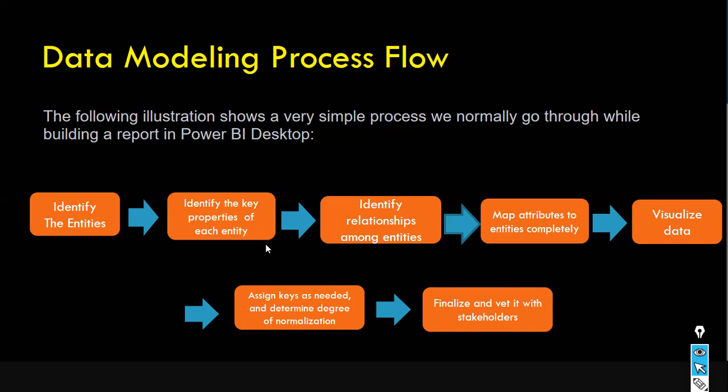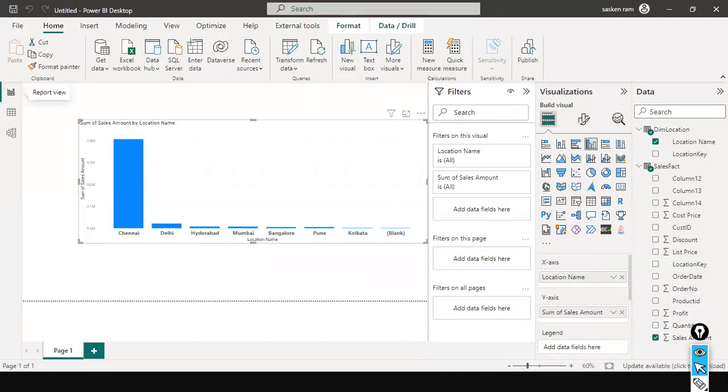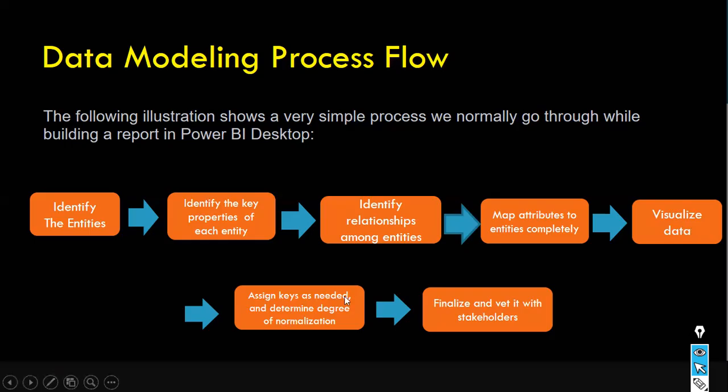Identify the key properties of each entity. In each table, you tell me which columns are unique. Customer dimension table, customer ID is the key column. Product dimension, product key is the key column. Identify the key column. Identify the relationship among the tables. Map the attributes to entities completely, and then visualize the data, like I have visualized the data here. Visualize the data and assign keys as needed.